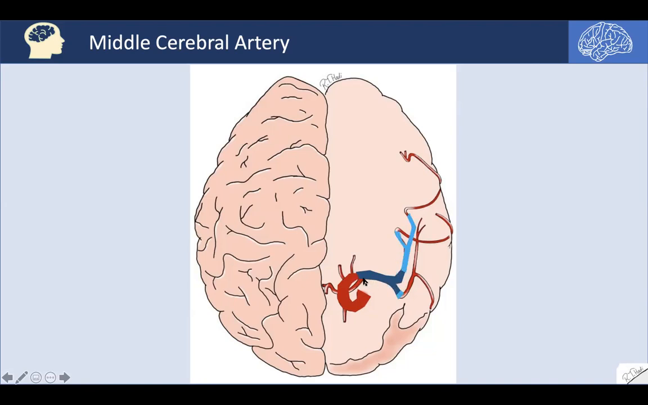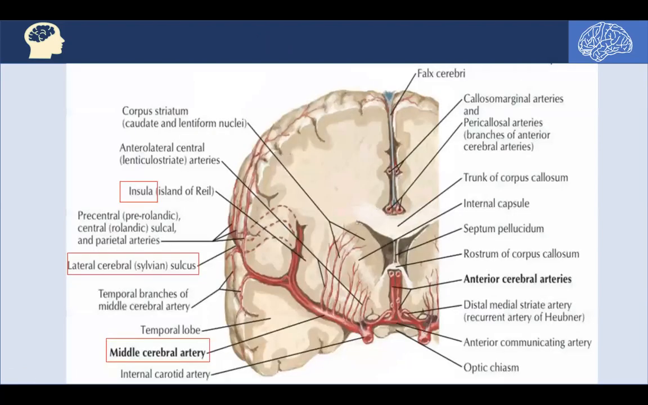As the artery changes its direction, it becomes another segment. For example, as we can see here in dark blue, the M1 segment goes horizontally, then it becomes vertical. This is the insular segment. One more time, it becomes horizontal. This is the opercular segment, and then it becomes horizontal one more time. That would be the cortical segment.